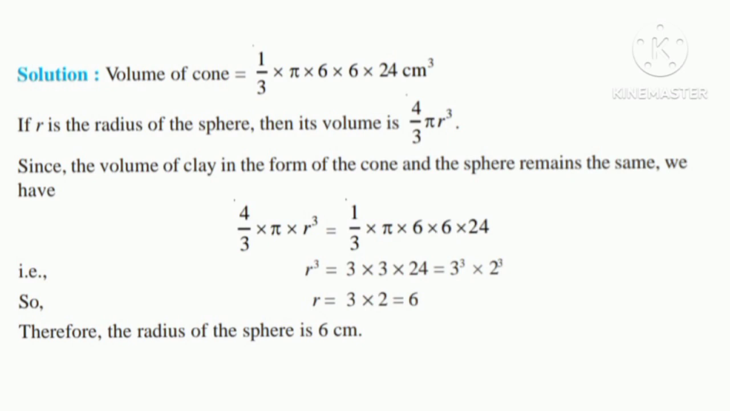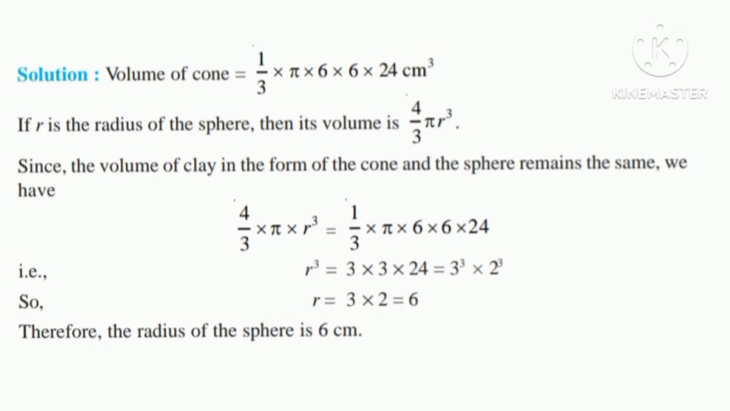Solution. We know that the volume of a cone is equal to 1 by 3 pi r square h. Let's substitute the value of radius and height of the cone in the formula. Volume of cone is equal to 1 by 3 into pi into 6 into 6 into 24 centimeter cube. If r is the radius of the sphere, then its volume is 4 by 3 pi r cube.